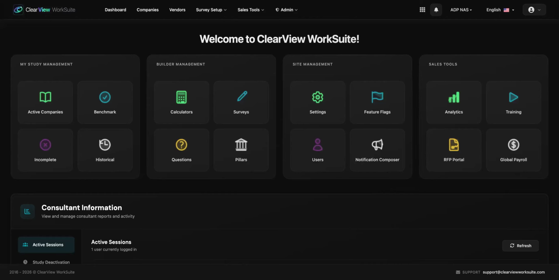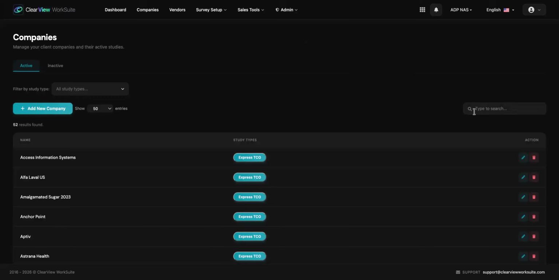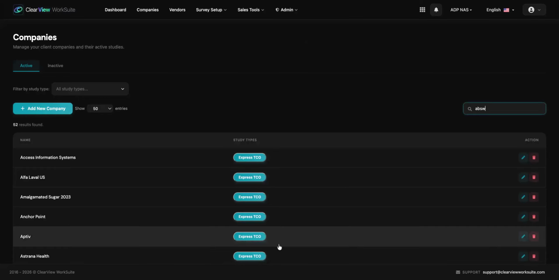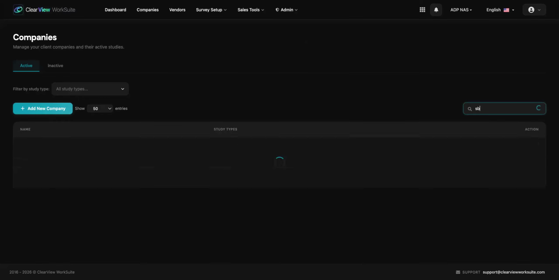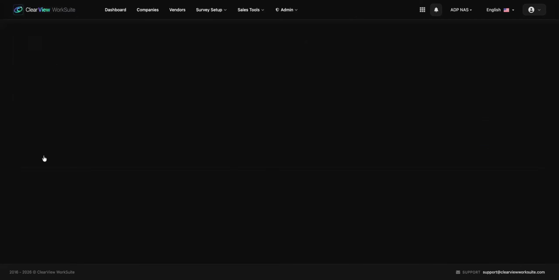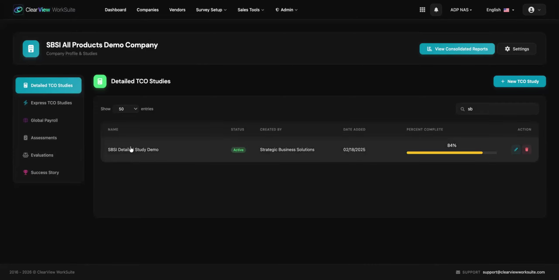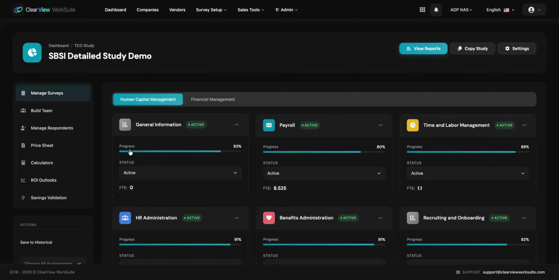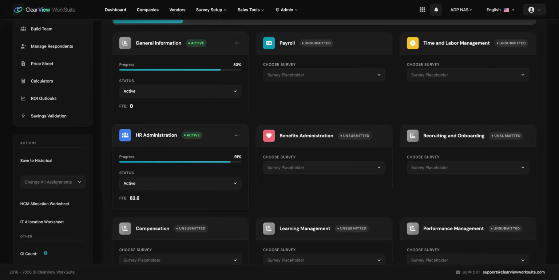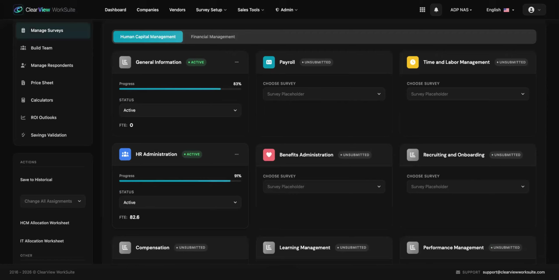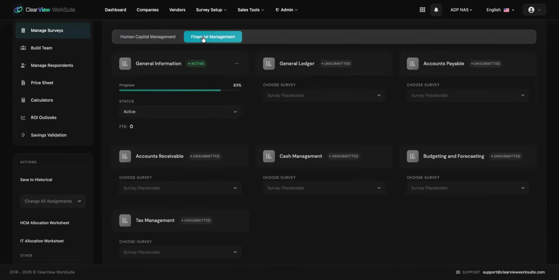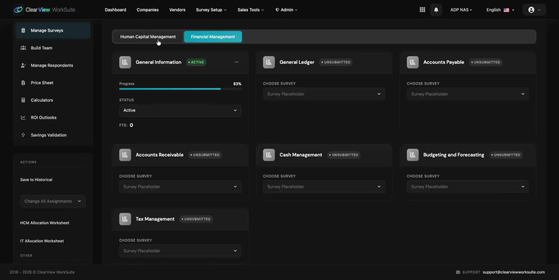I'm going to go over here and open up a demo company that I have for this purpose. And we'll bring up this SBSI All Product Demo Company. I'll go ahead and open up that detailed study. SBSI has built this work suite tool. As you can see here, we have a tab for human capital management and a tab for financial management.